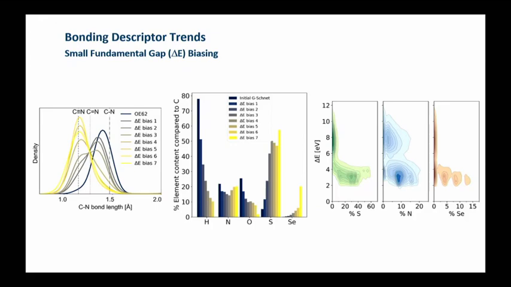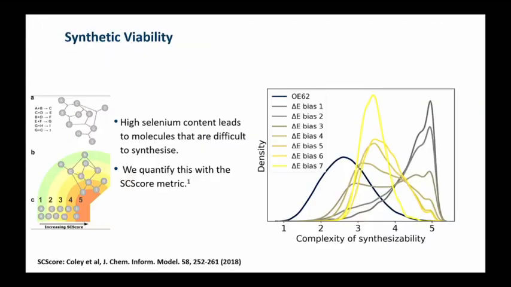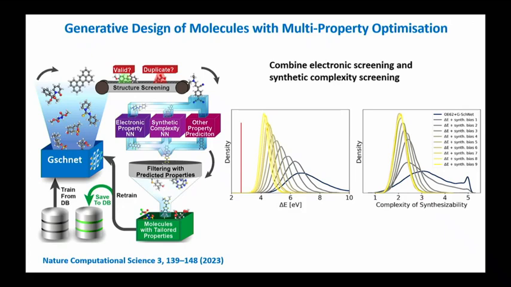But the problem is, of course, if we only train on electronic properties, we end up getting somewhat silly molecules at the end, right? Because we haven't really told the model about synthetic viability, which you've heard about from Rocío Mercado's talk. So what we do is we take a metric that tells us how synthetically viable molecules are, we go back, and now we retrain on two properties. So we try to find the Pareto optimal solution of things that have low fundamental gaps and are synthetically viable, at least assuming the Sigma-Aldrich catalog. And the results are actually reasonable molecules that you can find in existing older technology.